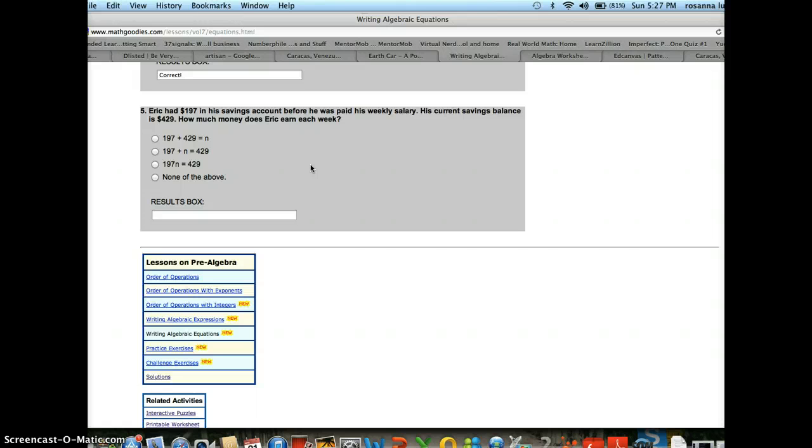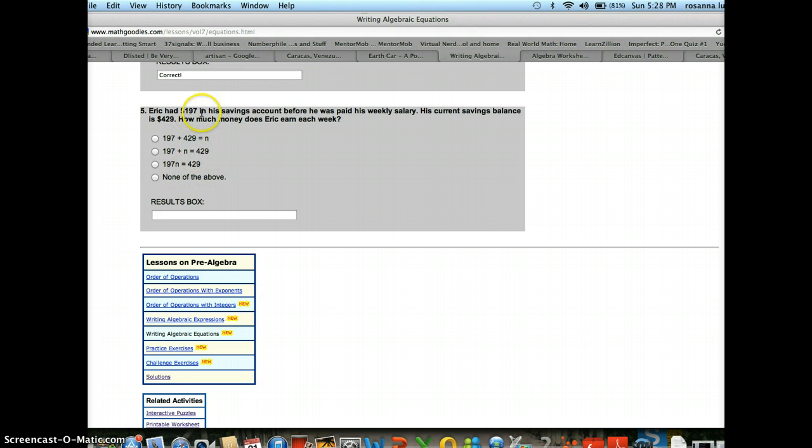Number 5. Eric had $197 in his savings account before he was paid his weekly salary. His current savings balance is $429. How much money does Eric earn each week? We know that the balance is $429, so the answer should be equals $429. I only have two choices here, B and C, but it could be none of the above.